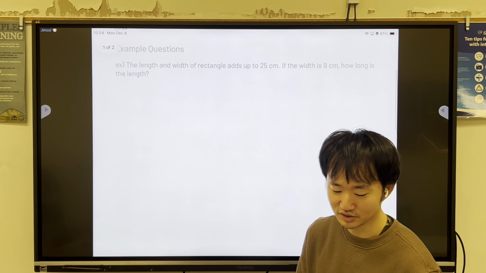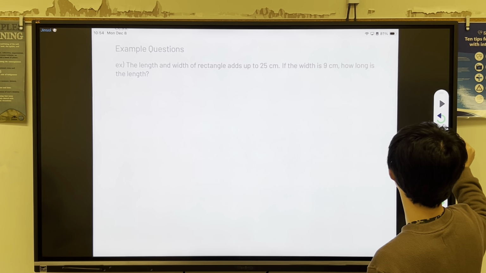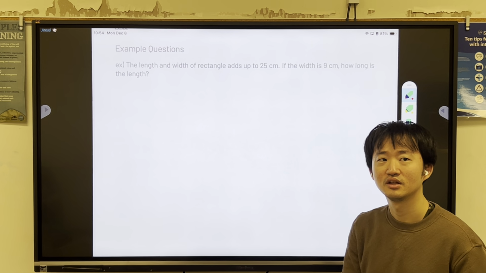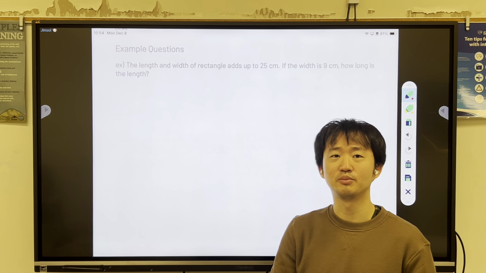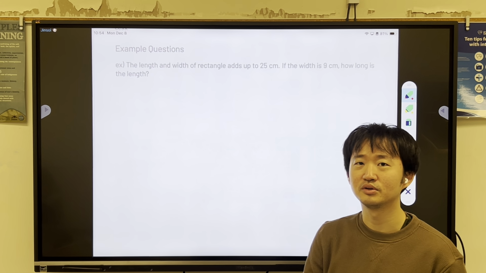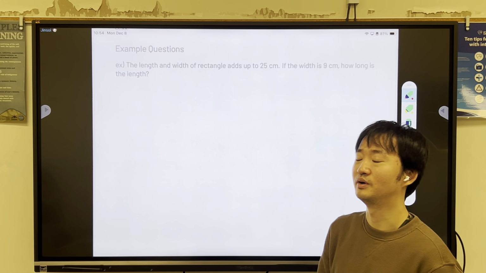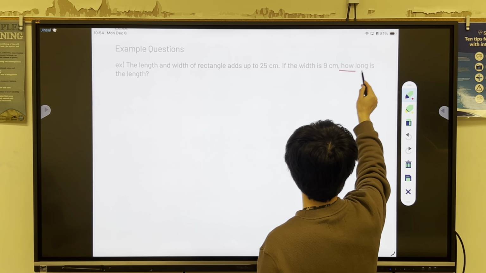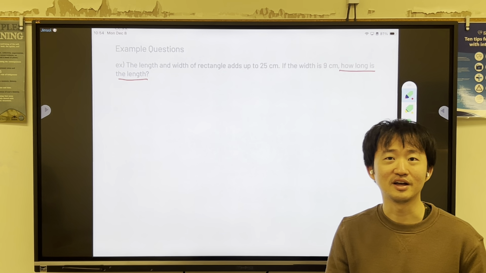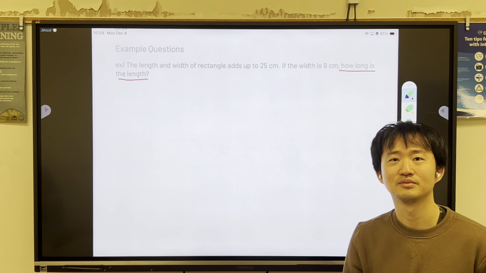Let's try the first example question here. The length and width of a rectangle adds up to 25 centimeters. If the width is 9 centimeters, how long is the length? The first step of any word problem starts with identifying the variable. Usually the unknown value can be found in the last sentence of the question. So the last sentence, how long is the length, tells me the unknown value. The length is the unknown value, and my goal is to find the length.